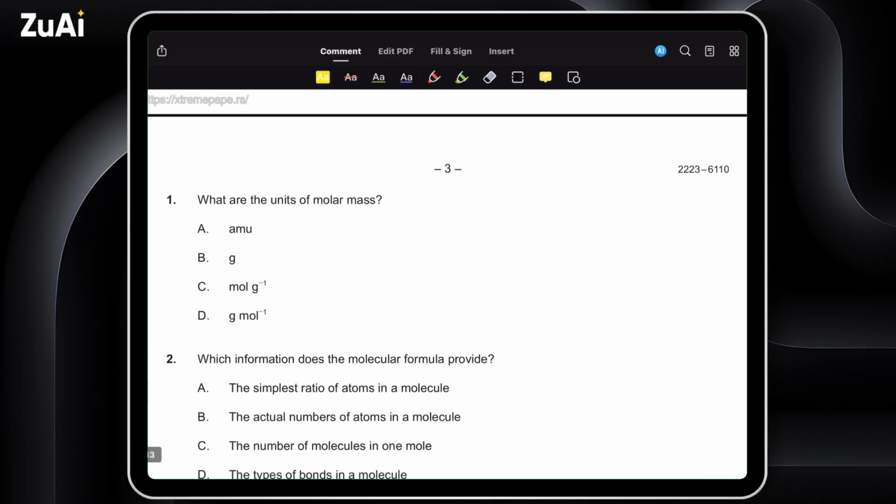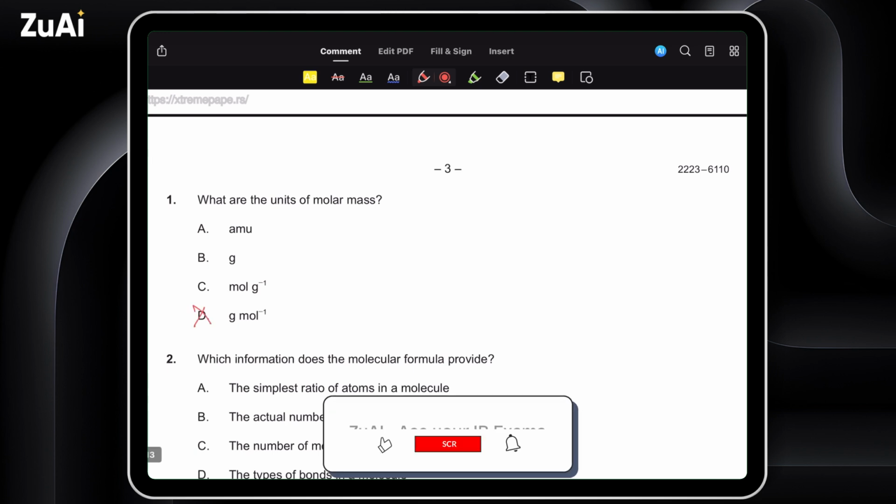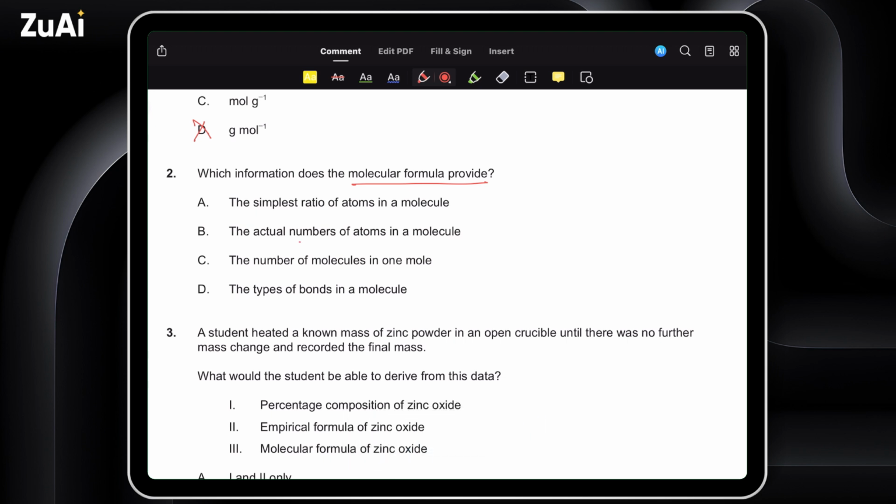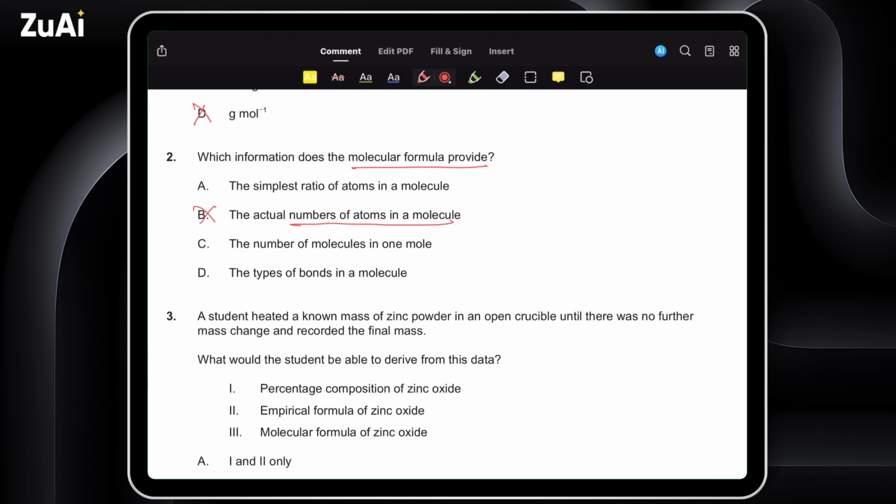So the first question is, what are the units of the molar mass? Molar mass units are always grams per mole. Which information does the molecular formula provide? We have to see this one. The molecular formula always tells us the actual number of atoms in a molecule.